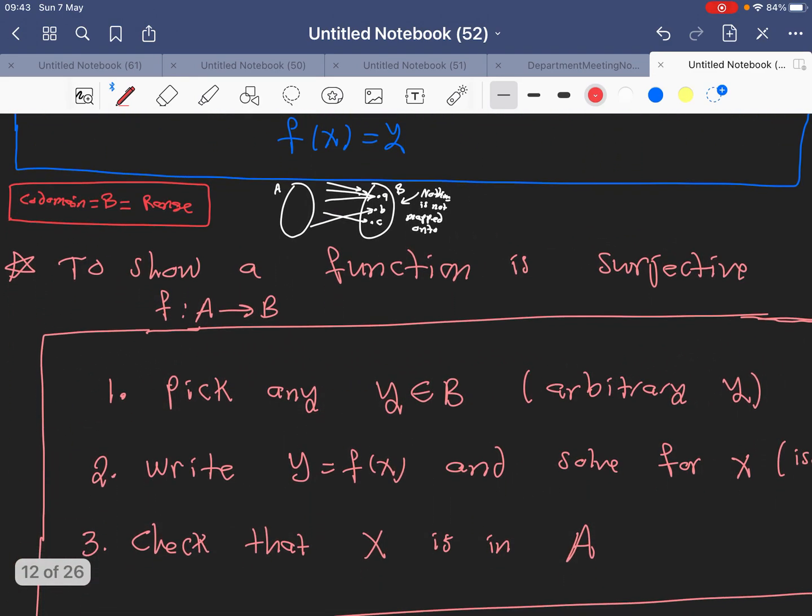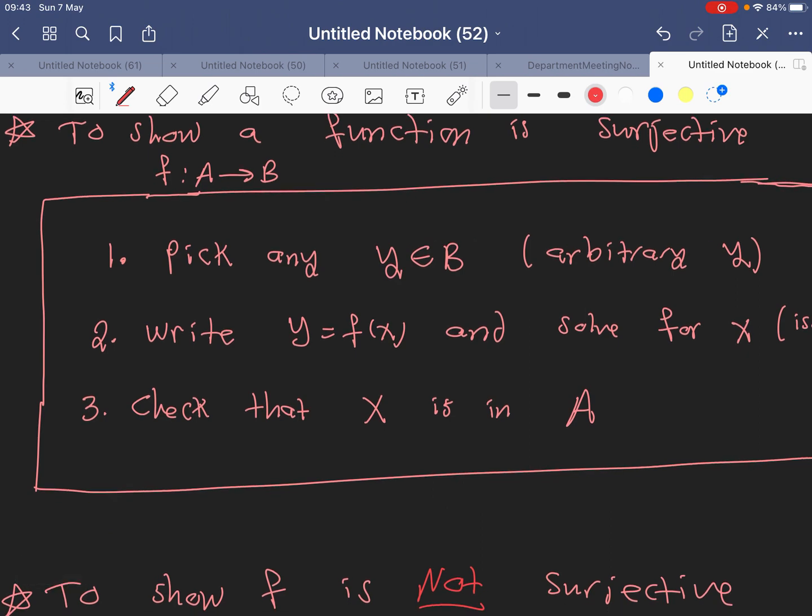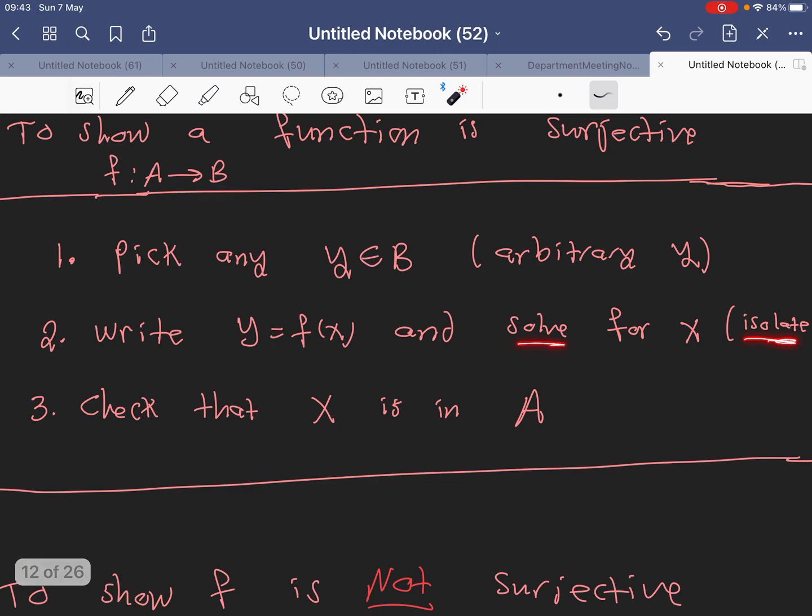In order to show a function is surjective, the good news is we have 3 easy steps. The first step is we take any y in B, an arbitrary y. If B is the integers, we take any integer and call it y. Then we write y equal f of x, and we try to solve for x. We want x alone on one side and the y's on the other side. The final step, we need to check that our x is actually in A. Sometimes you will get x equal y over 5, but then x is not in your input. So you have to check that your x is in A.